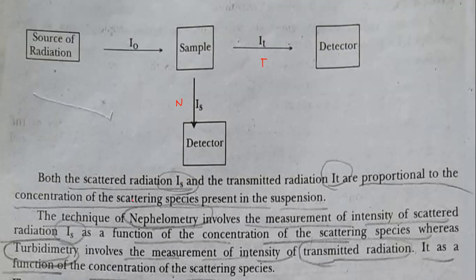Now see what happens over there. The scattered radiation IS and the transmitted radiation IT are proportional to the concentration of scattering species present in the suspension, as you know. The technique nephelometry involves the measurement of the intensity of scattered light, and the technique turbidimetry involves the measurement of the intensity of transmitted light.